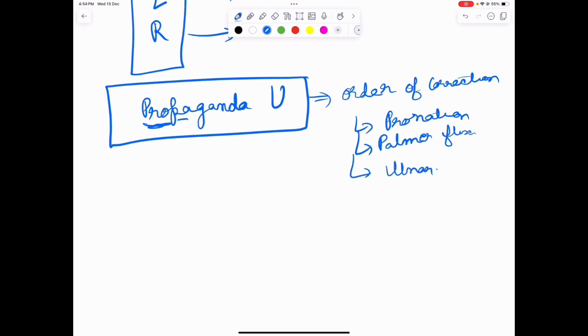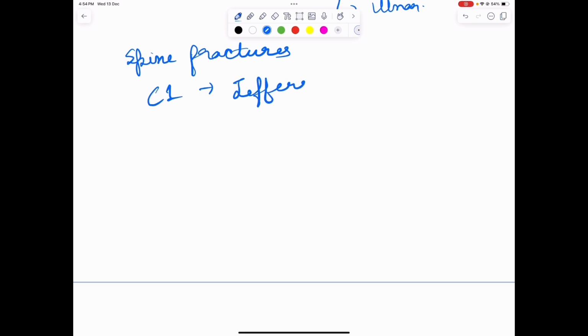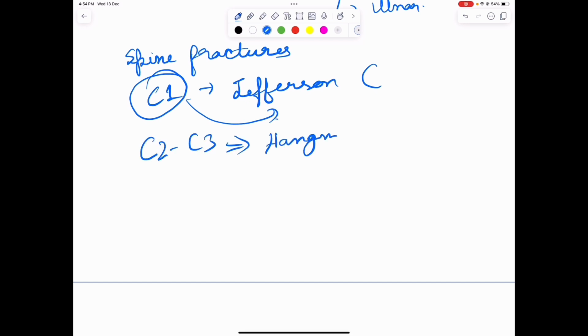Now we move on to the important spine fractures. You have to remember some of the spine fractures. Just remember that C1 is associated with Jefferson. See, Jefferson was something first in the US political system, Thomas Jefferson. You can call him one of the first founding fathers of the USA. Since he was, I think, I'm not very sure, he was first there. So C1 is associated with Jefferson. Now C2, C3 is associated with hangman fracture, and C7 is associated with Clay-Shoveler's fracture.